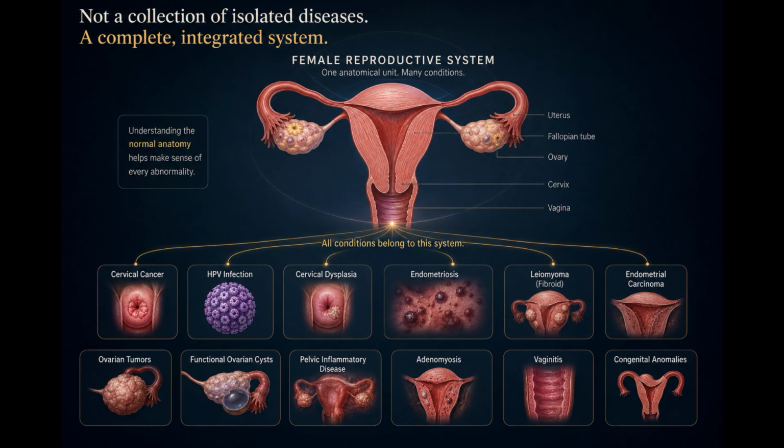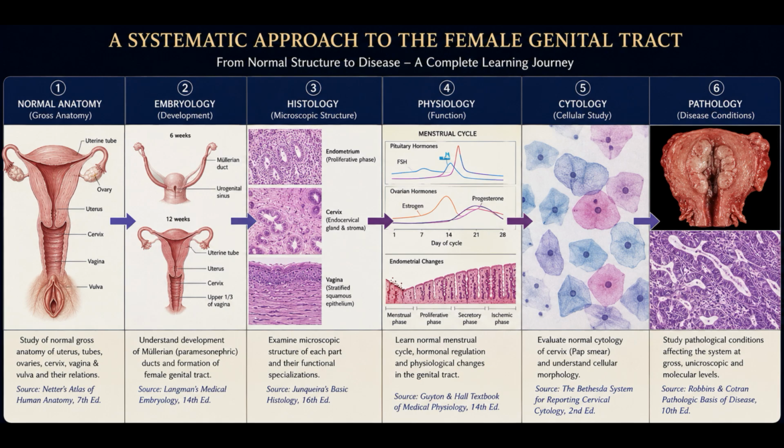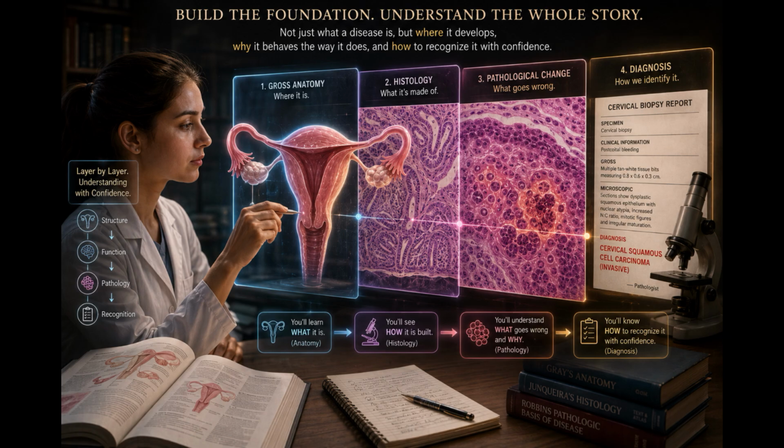Instead of studying pathology as a collection of isolated diseases, we'll approach each organ system as a complete unit. We'll begin with its normal anatomy, then move through embryology, histology, physiology, cytology, and finally the pathological conditions that affect it. By building this foundation first, you'll not only learn what a disease is, but also understand where it develops, why it behaves the way it does, and how to recognize it with confidence.